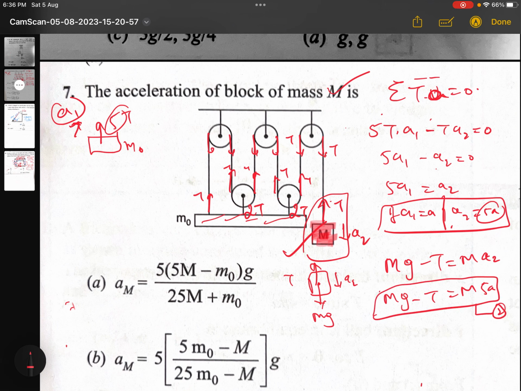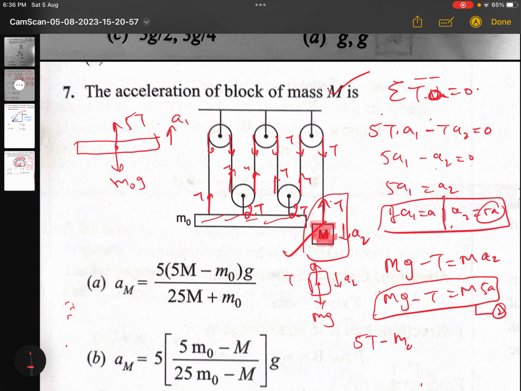Now I'll take the free body diagram of this M0 also. Now you have M0 here. M0 g is acting downwards, 5T is acting upwards, and finally it is going with an acceleration A1. So if I write Newton's law here, 5T minus M0 g is equal to M0 into A1. Of course, A1 I have already taken as A. So M0 into A. Now this is another equation, equation 3. Now solve equations 2 and 3.